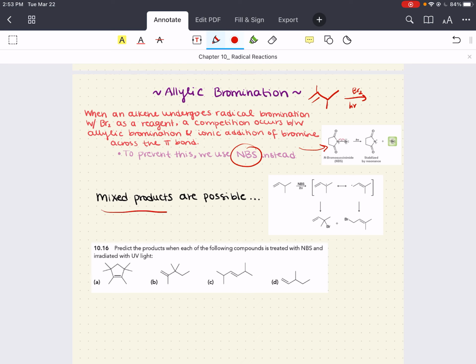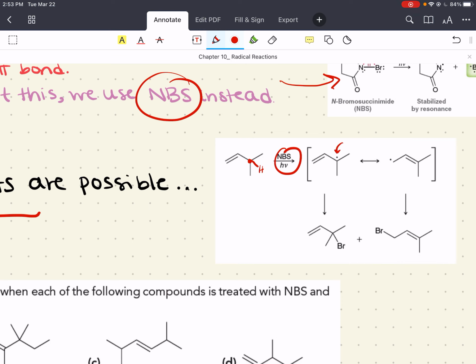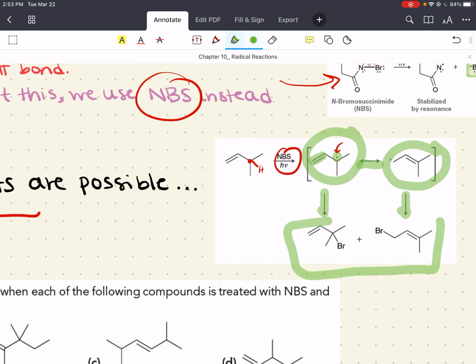Now, still, mixed products are possible if you do allylic bromination. What happens here when you use NBS is that you're going to have a hydrogen abstraction here, right, in the allylic position. And that means that you're going to have a radical that forms right here. But hey, that's an electron near a double bond. You're going to have a resonance structure because of that. So whenever you draw the resonance structure, both of these resonance structures can undergo radical halogenation. So your bromine can add to both of those positions. Hence why mixed products are possible when you are doing radical halogenation with alkenes.